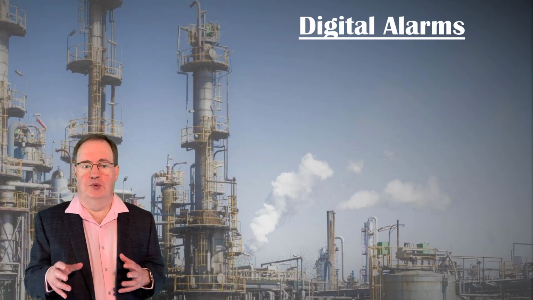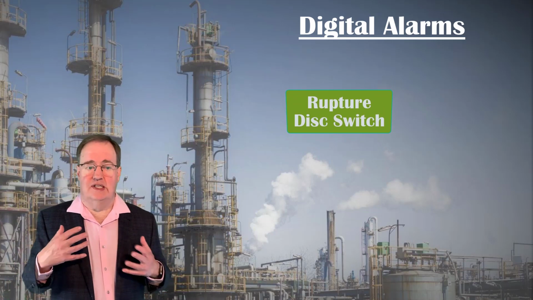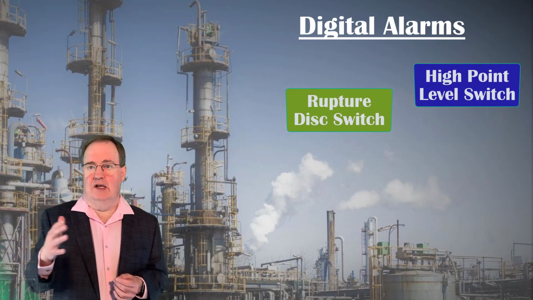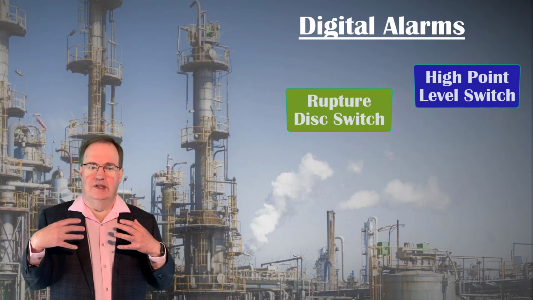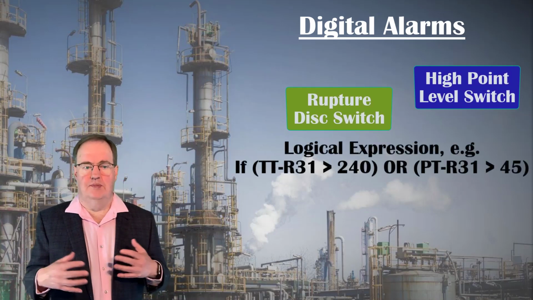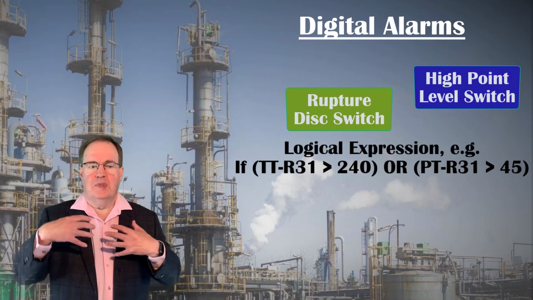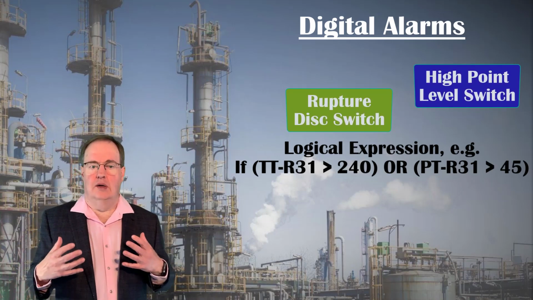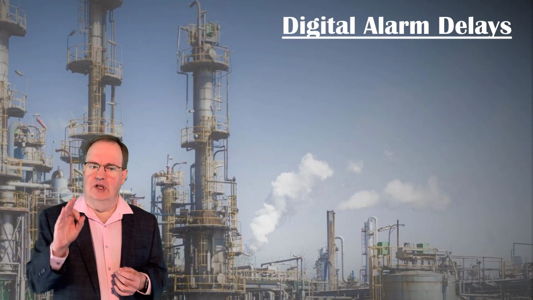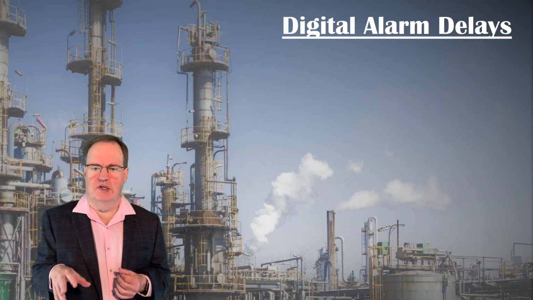All Boolean or digital sensor data or variables can be configured to trigger alarms. For instance, a digital sensor to detect a blown rupture disc, or a high point level sensor to signal a tank overflow. As discussed in the digital constraints lecture, any logical expression which evaluates to true or false can be assigned to a Boolean variable. That expression can trigger an alarm as easily as it can trigger an interlock. Digital expressions can't have a deadband, but they can have delays, which are useful in preventing nuisance alarms.